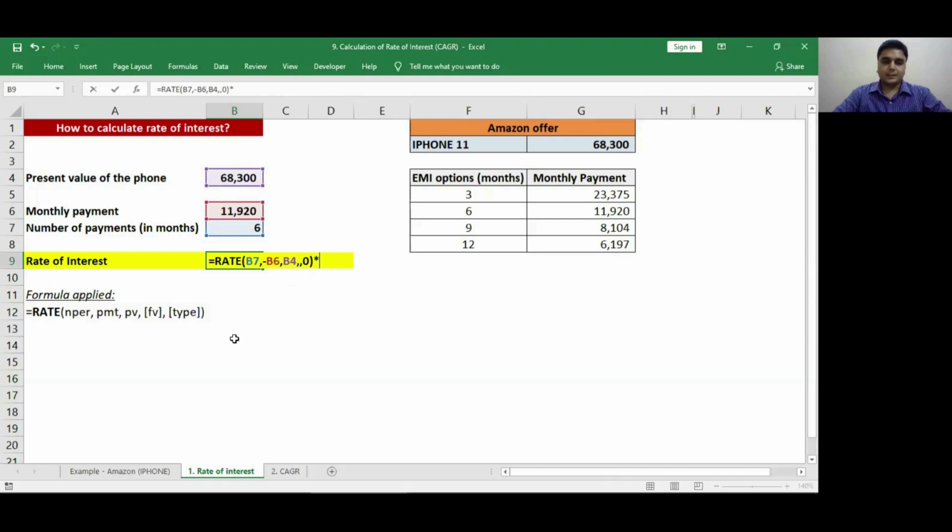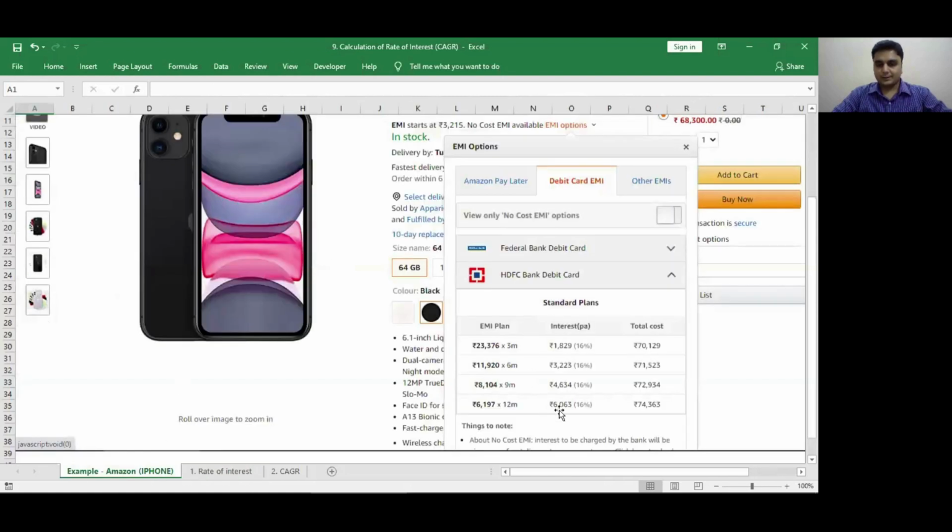And then I will multiply this by 12. Since my monthly payout is 11,920, I need to convert this rate into an annualized rate of interest. So for that, I need to multiply this by 12. I need to press enter. And you can see the rate of interest is 16%. And the same was being shown here by HDFC Bank. That rate of interest is 16%.